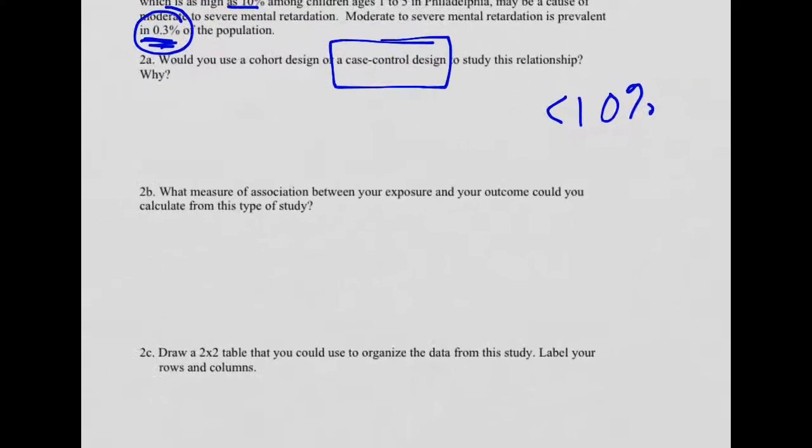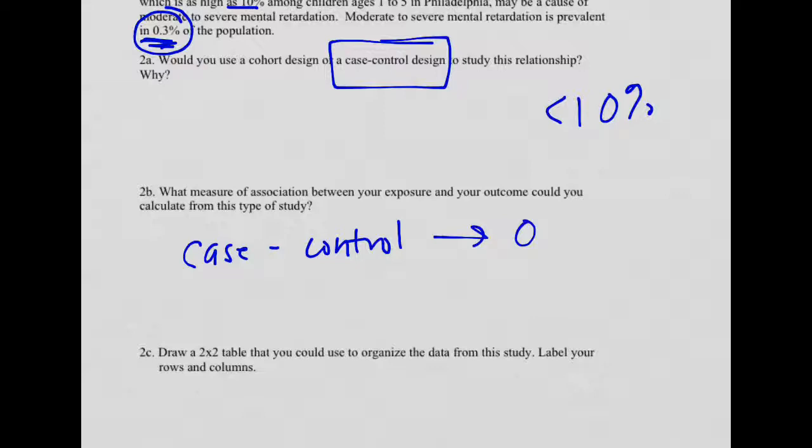So then the second question, what measure of association between your exposure and your outcome could you calculate? So always remember, from case control studies, we calculate odds ratios. We cannot calculate incidence measures from case control studies. We must calculate odds ratios.